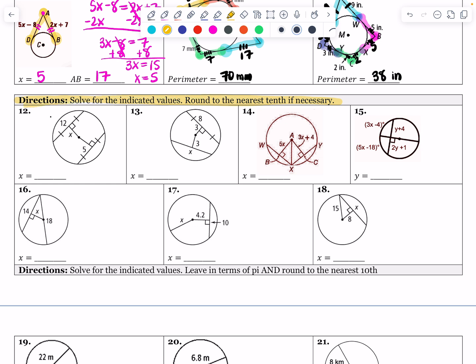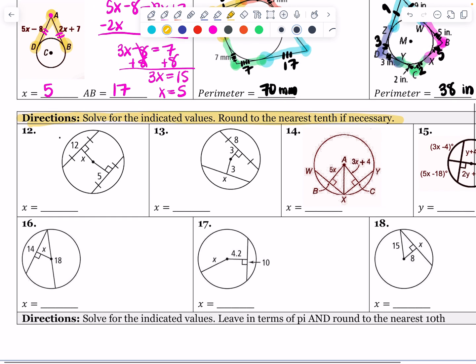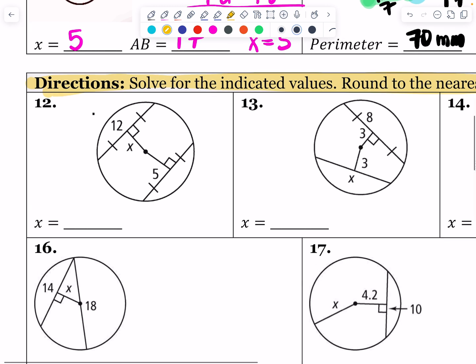Here's what the next set of directions say. Solve for the indicated values, round to the nearest tenth if necessary. So if we need to round, we will round to the nearest tenth. All right, let's look at number 12.